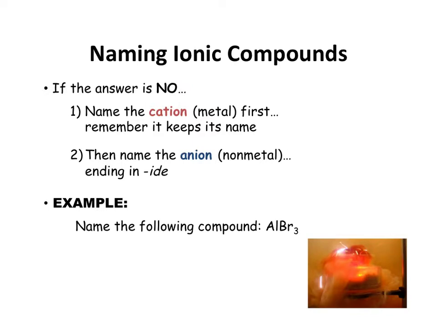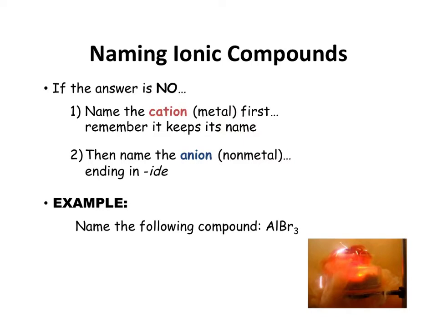First, you write the name of the metal, and metals always keep their name, so you don't change it. The second thing you do is you write the name of the nonmetal, but you change the ending to IDE. Okay, so the metals keep their name, and then the nonmetal changes to have an IDE ending. So if the answer is no, the metal is not multi-charged, you write the name of the metal, followed by the name of the nonmetal with an IDE ending.